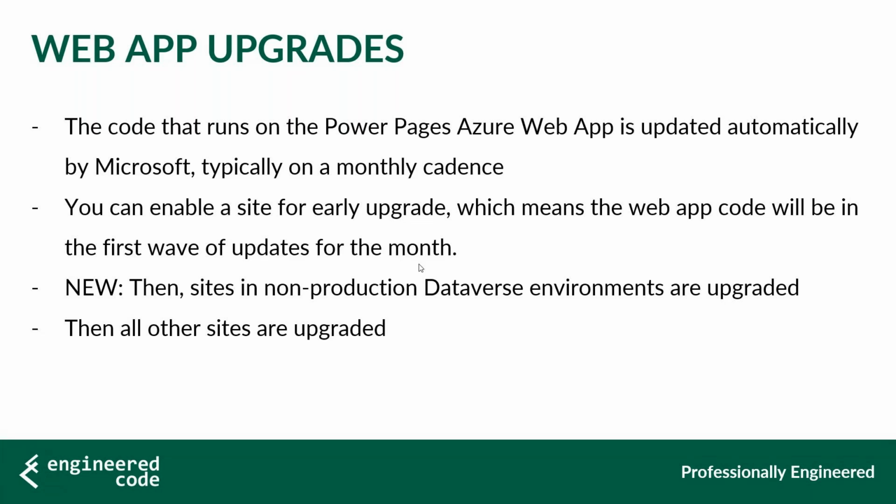Now we're talking about Dataverse environments. We're not talking about a production website. We're talking about whether the environment that the website lives in is a production Dataverse environment or a sandbox environment. So you get all the things that are early upgrade, then you get all of the websites that are not early upgrade but in sandbox environments, and then you finally get all of the websites that are not early upgrade and in production environments. That ensures that you always will get the updates in a non-production environment before you get it into a production environment. So it's that middle step here that's new.